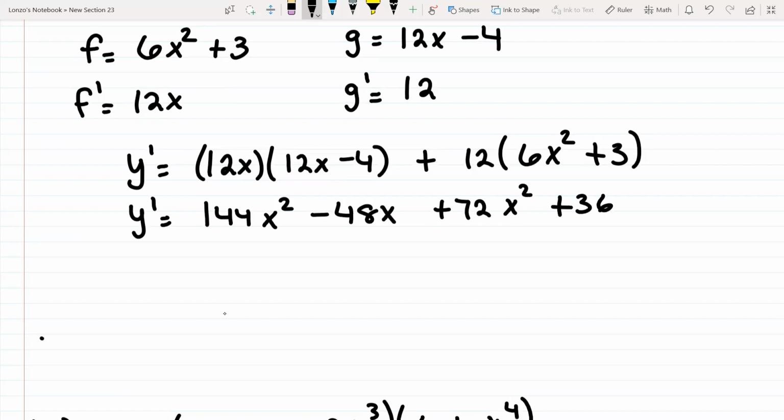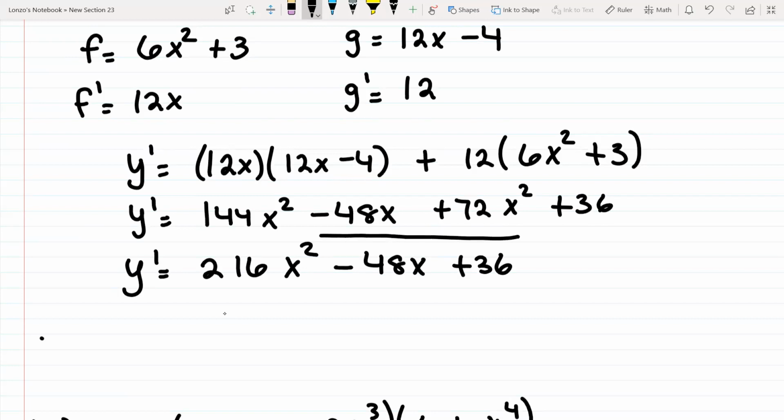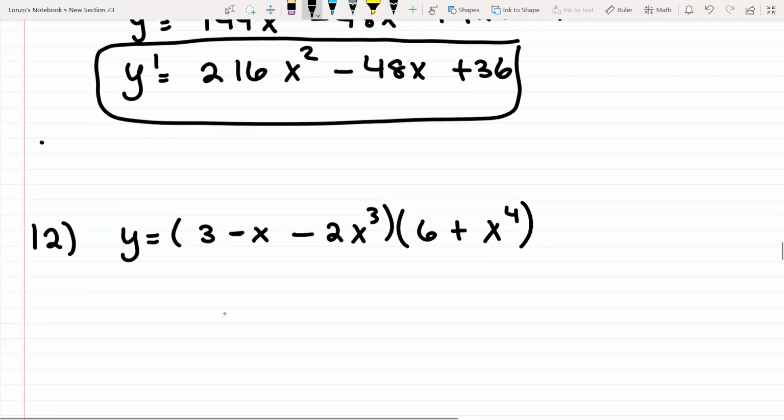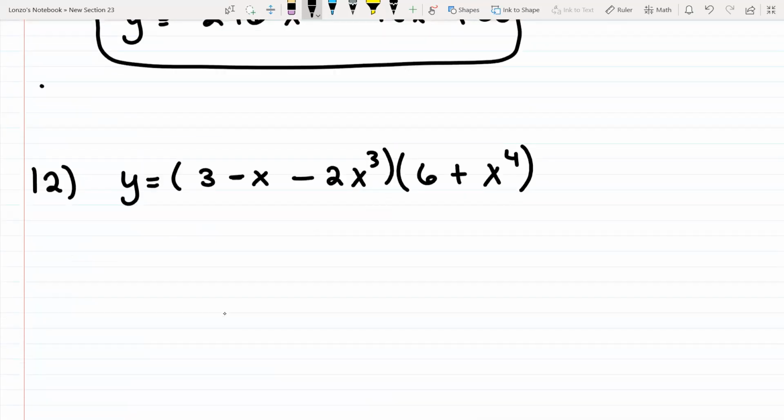And then when you collect like terms, it's going to be y prime equals 216x squared. So this is your final answer. Let's do 12. Just like 11, I would definitely apply the product rule. So maybe on 12, my f is this, and then this whole thing would be my g, right?